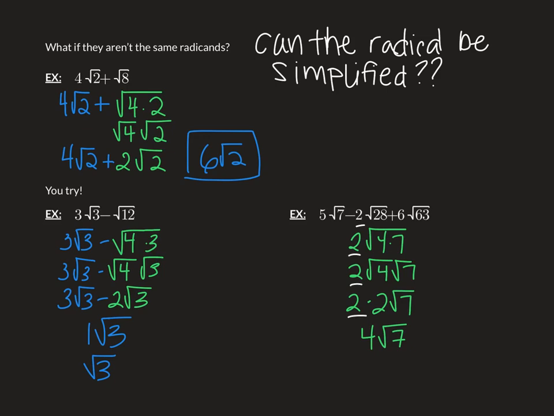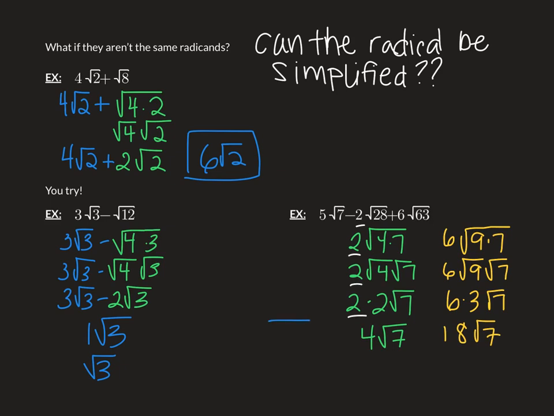Okay, well, let's look at the next one. 6 root 63. Well, what perfect square goes into 63? Well, I have a 6. That needs to stay. How about 9 and 7? So we get 6 root 9 root 7, which means we get 6 times 3 root 7, which means we get 18 root 7. And as we said before, the 5 root 7 couldn't simplify.